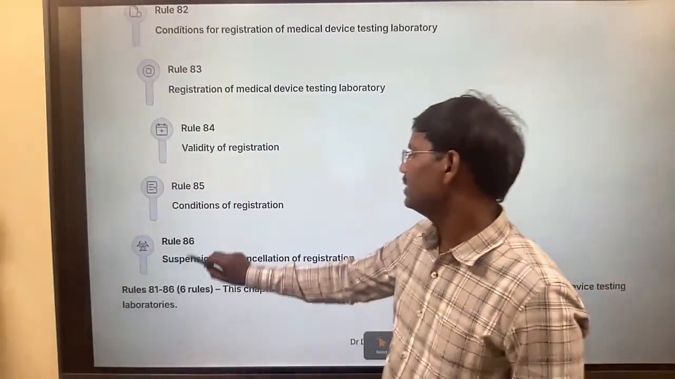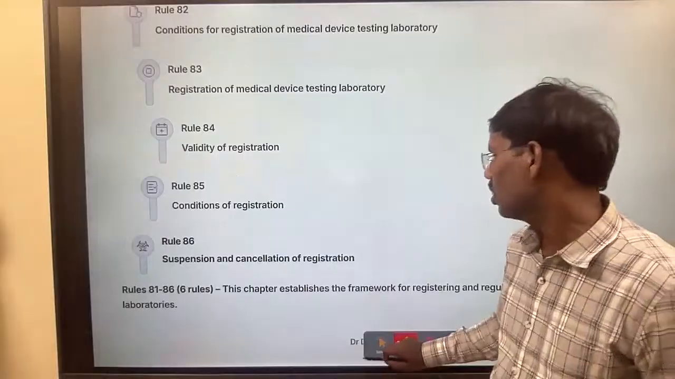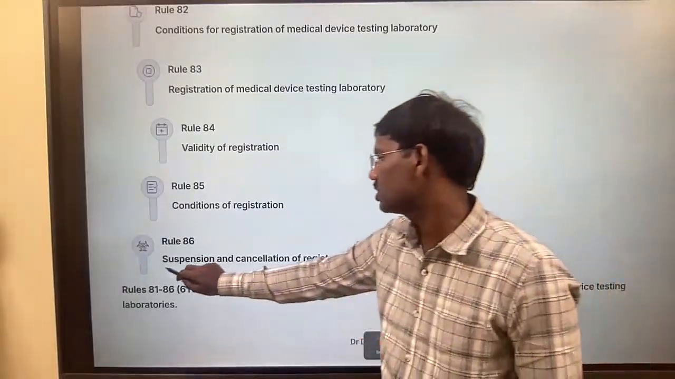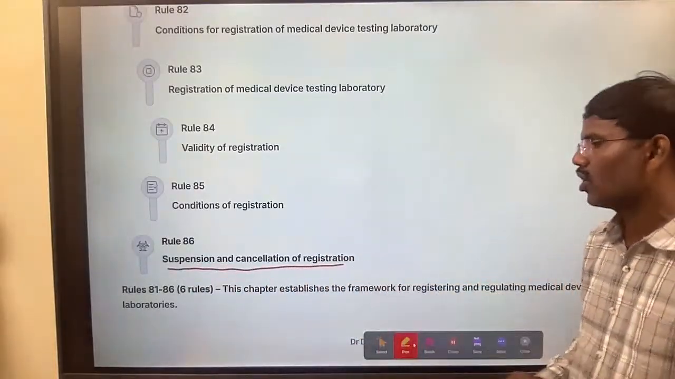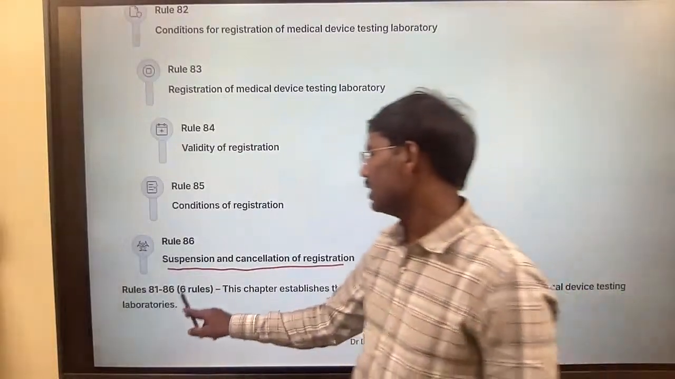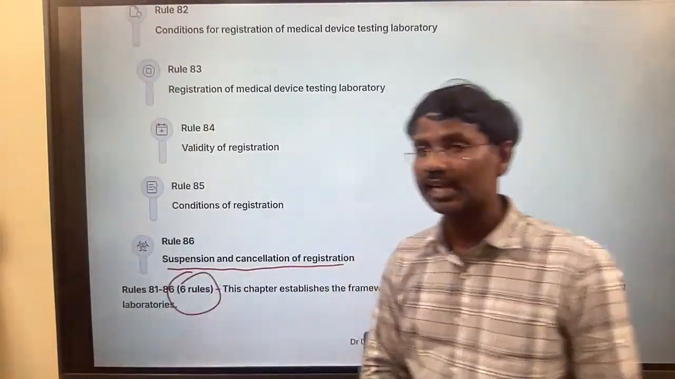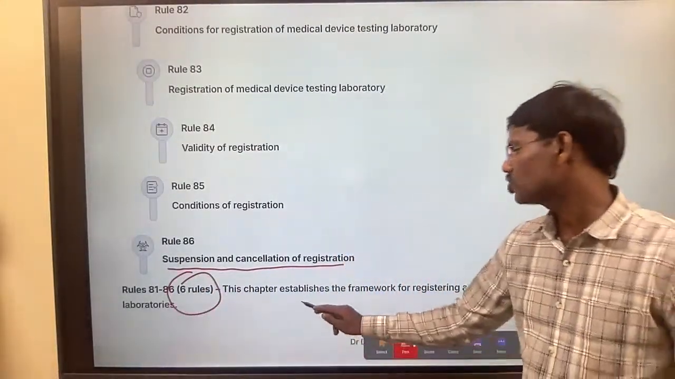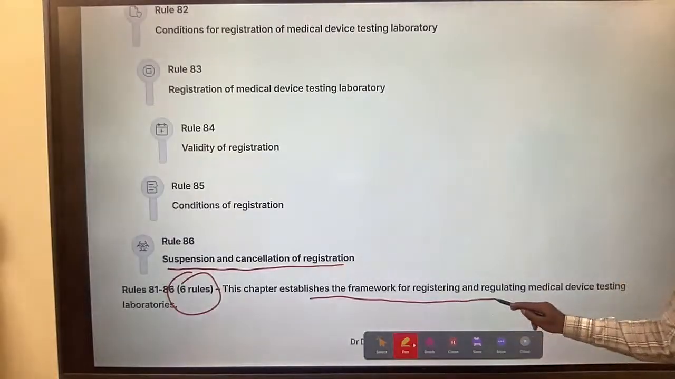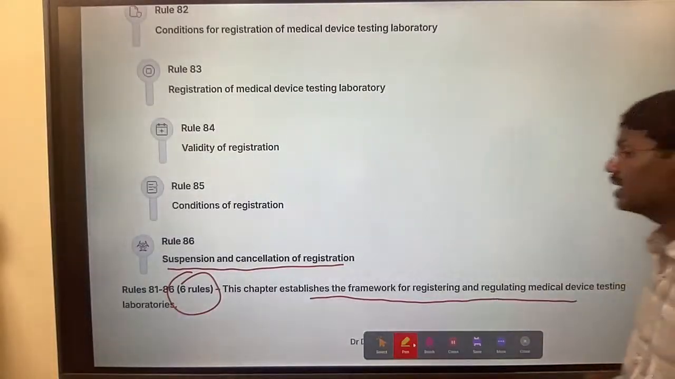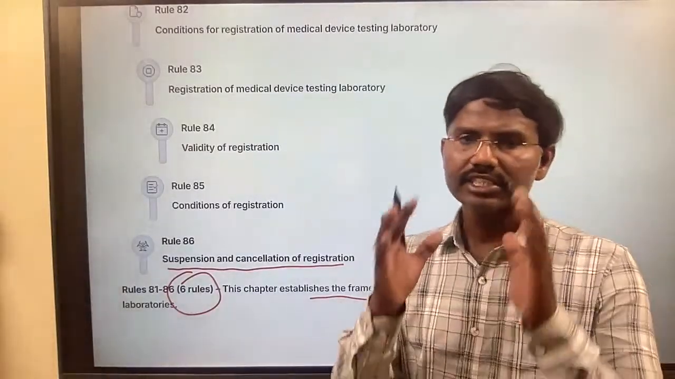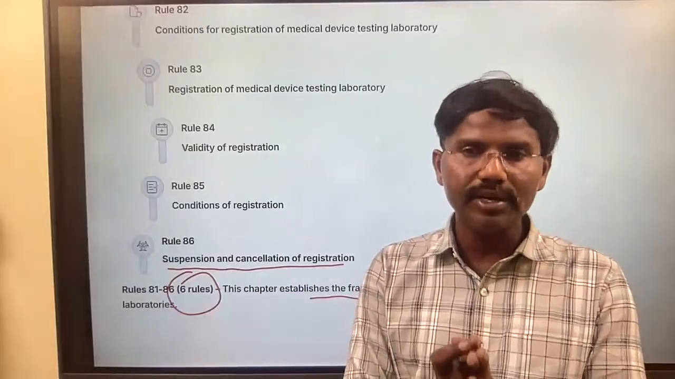Okay, then 86 talks about suspension and cancellation of registration if something goes wrong, right? So 81 to 86 contains 6 rules. Chapter 10 contains 6 rules, and this chapter establishes the framework of registering and regulating the medical device testing laboratory. Chapter 10 talks about testing lab.